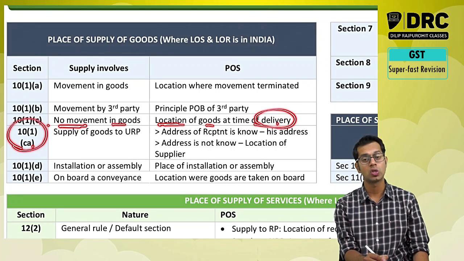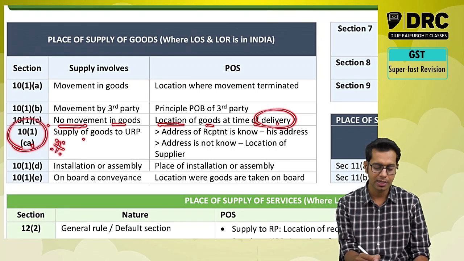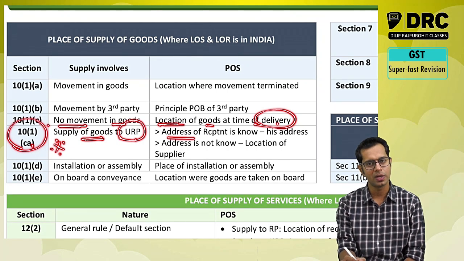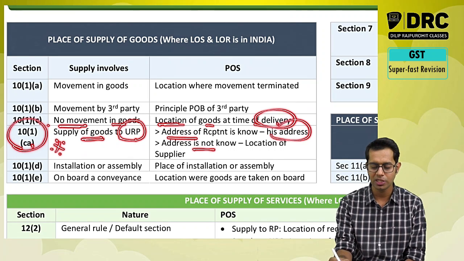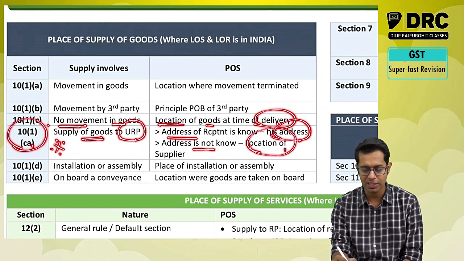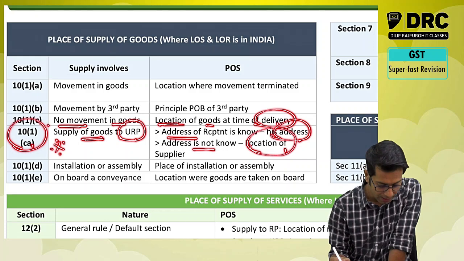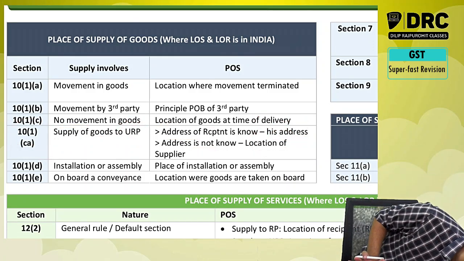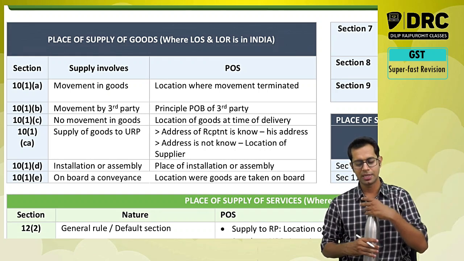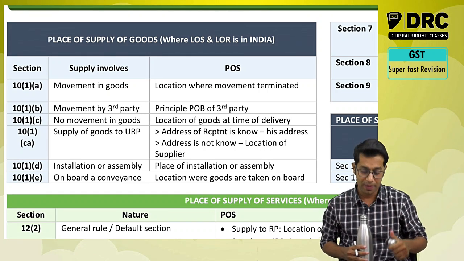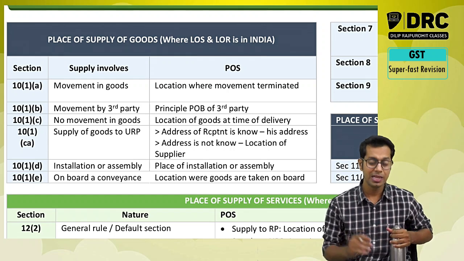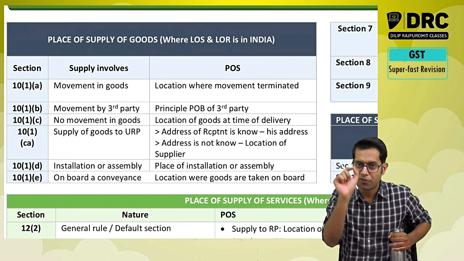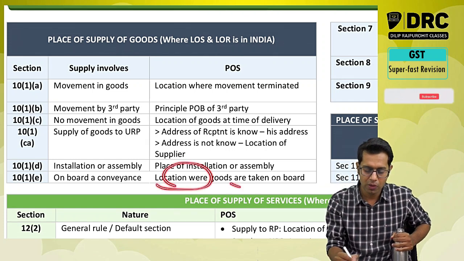Section 10 subsection 1 clause CA, very important, newly added, says where the supply of goods is made to an unregistered person, then check whether the address of that unregistered person is known or not known. If address is known, then his address will be taken as place of supply. If address is not known, location of supplier will be taken as place of supply. Then in case of installation and assembly, the place of supply will be the place of installation and assembly. And in case you make a supply on board a conveyance, the place of supply will be the location where the goods are taken on board.